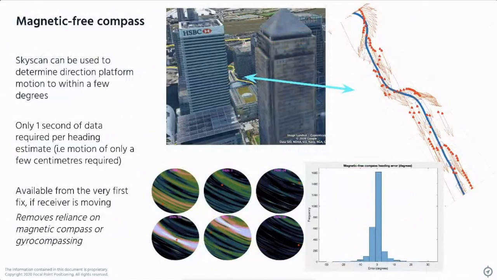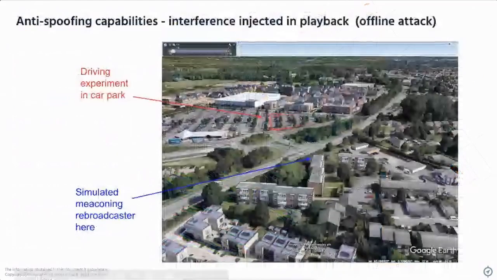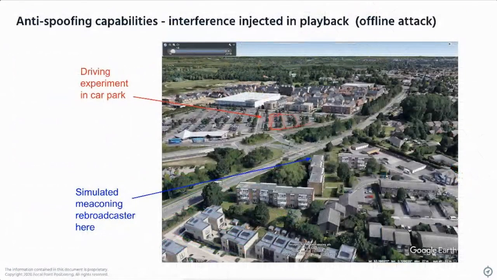So because we know where the energy is coming from, because we know where the satellites are in the sky, we can actually determine our heading through space with each of these 1 second supercorrelators. And we can do that with just a few degrees of heading error. And I will quickly end with just showing you one of the neatest things you can do with supercorrelators, which is to provide anti-spoofing capabilities.